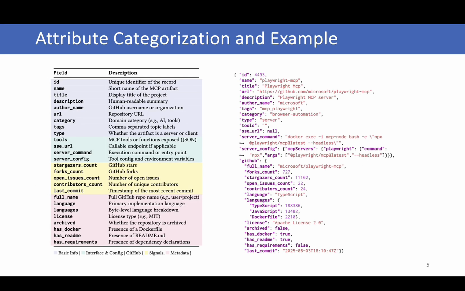To help researchers navigate the data more easily, we categorized the attributes into 4 types: basic info, interface configuration, GitHub signals, and metadata. As an example, one of the top projects is Microsoft's Playwright MCP, a browser automation server written in TypeScript. This demonstrates how MCP Corpus links tool interface, code metadata, and usage context in one place.